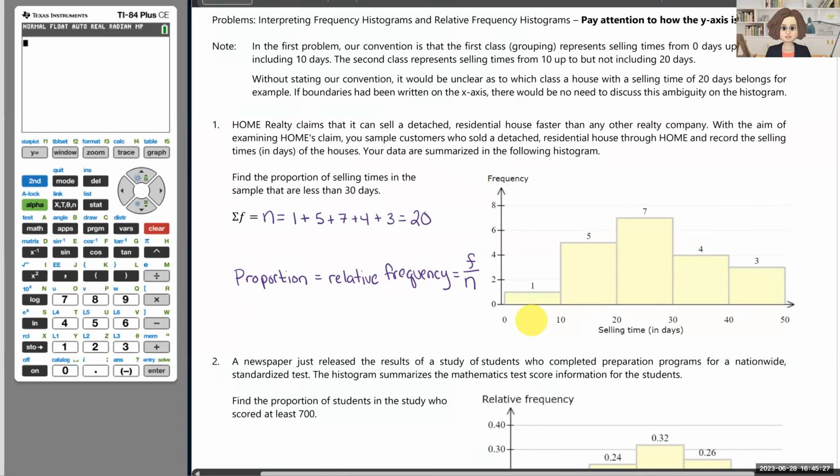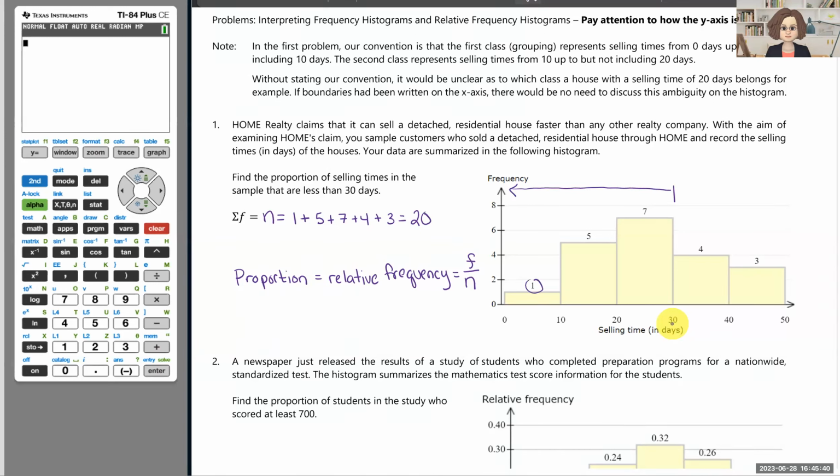So for our houses that sold in less than 30 days, so there's 30, less than 30 would be those houses. So we know the frequencies, 1, 5, and 7. But let's go ahead and find relative frequencies. I'll abbreviate RF. In this first group, it was 1 house out of 20, plus the next group would be 5 houses out of the 20, and then the next grouping, 7 houses out of 20.